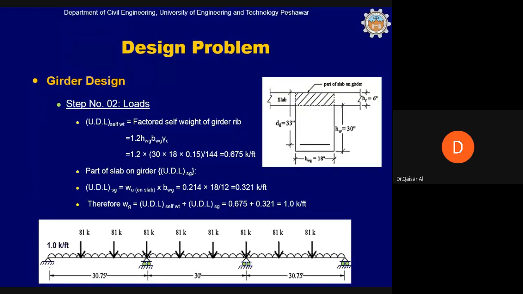Anyhow, the total UDL coming on the girder will be 1 kip per foot, but there is also a point load of 81 kip. Okay, and you know that when a member is subjected to point load, you cannot use the approximate analysis of the ACI code. You must use some other method of analysis, an exact method of analysis.